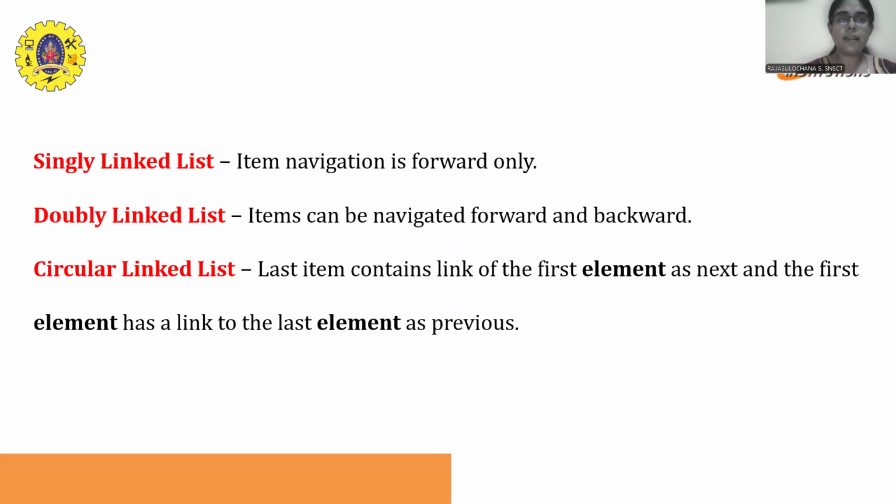The circular linked list is typically of two types: circular singly linked list and circular doubly linked list. In a circular singly linked list, only the last element will have a pointer to the first element, whereas in a circular doubly linked list, the last element will have a reference to the first node, and the first element has a link to the last element as previous.